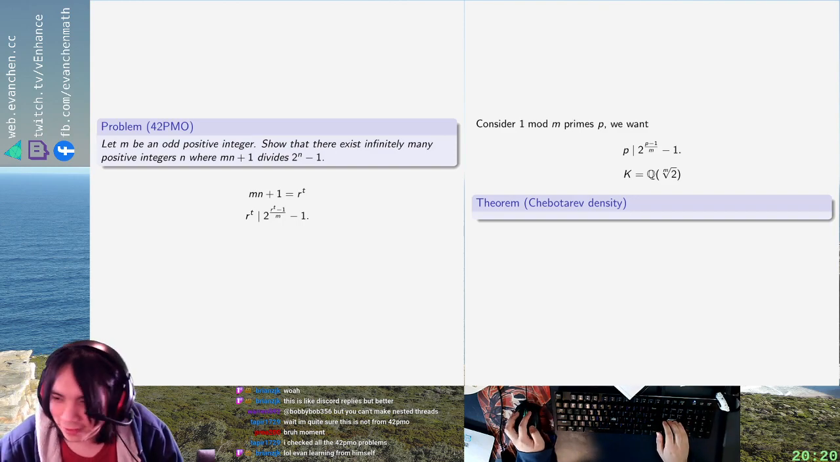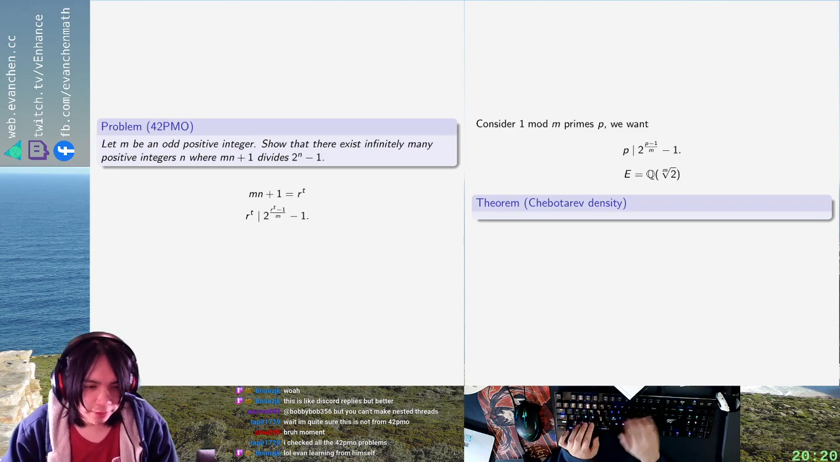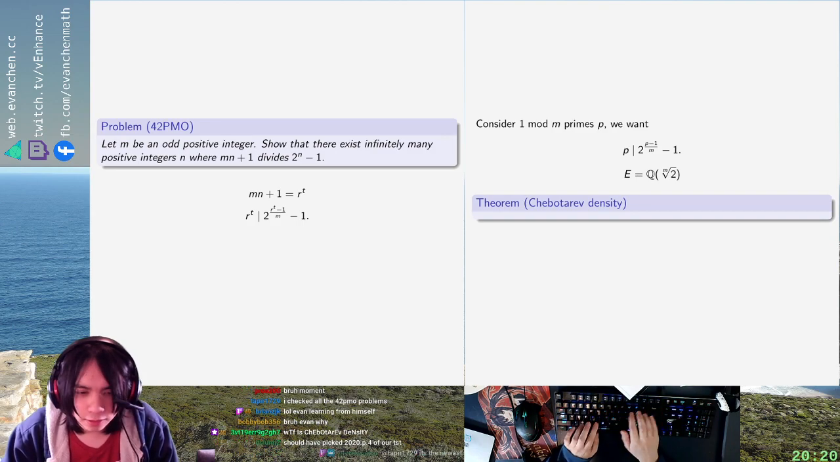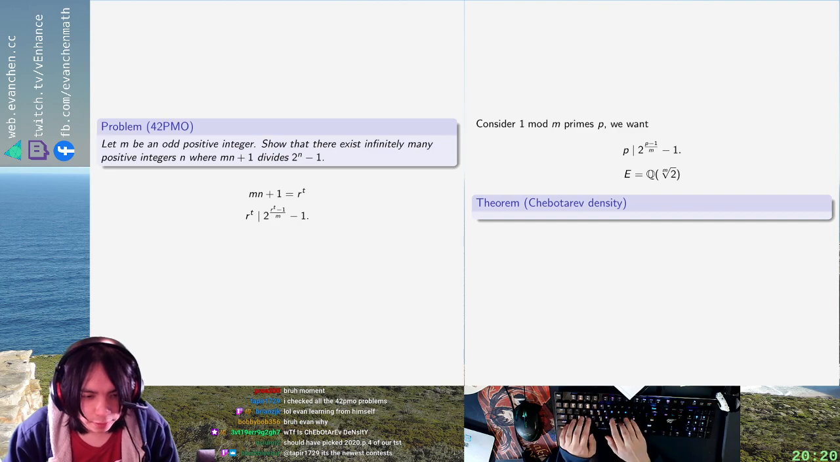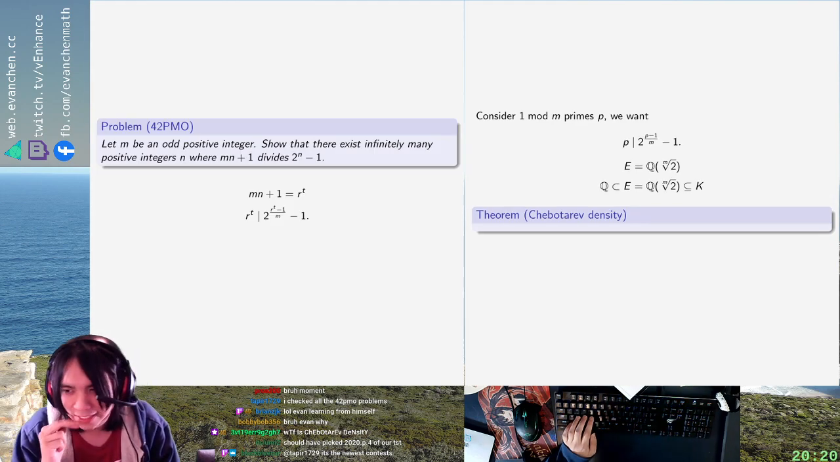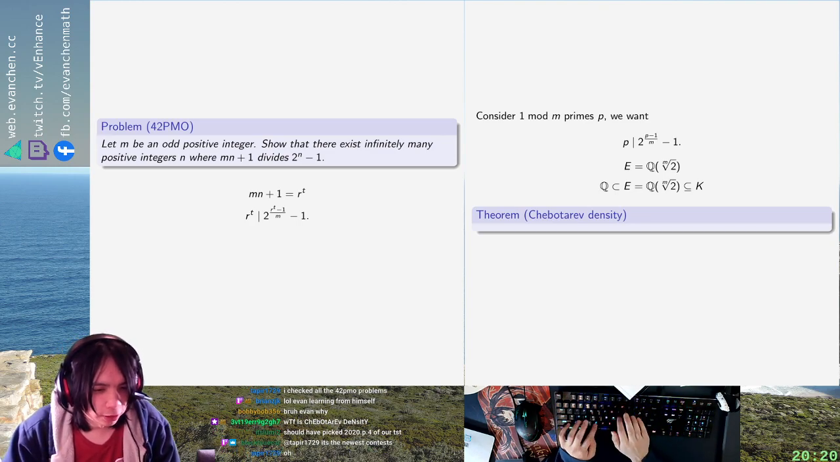So anyways, this is another field. We're gonna call it E because it's the intermediate field. This field is not Galois, but it's contained in some splitting field. So Q is a subset of E, which is the mth root of 2, which is a subset of some splitting field K, which is potentially of degree up to like m factorial-ish. Let G be the Galois group of K over Q.